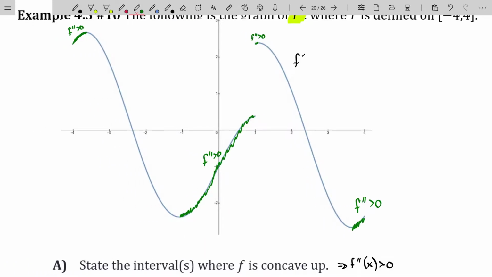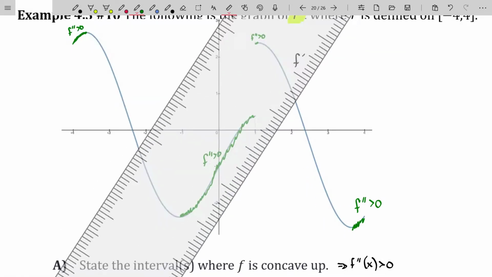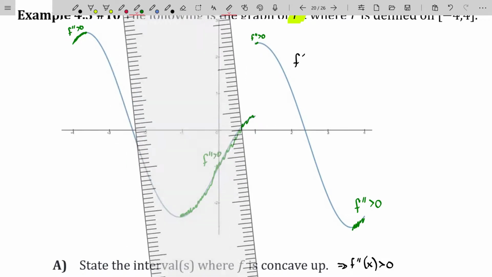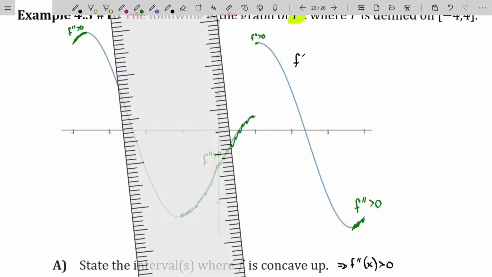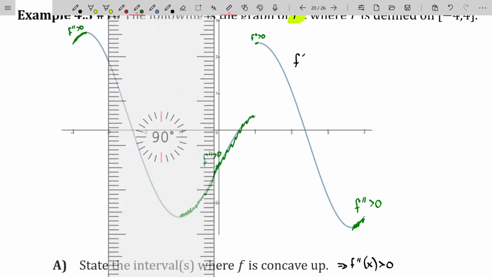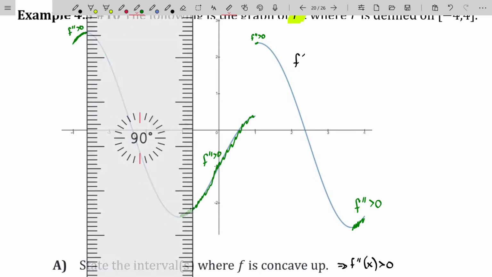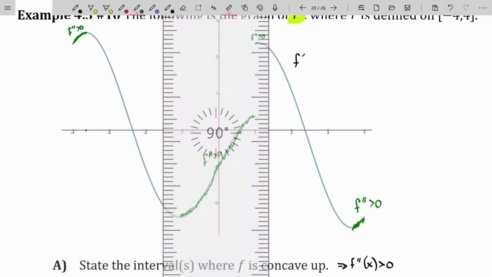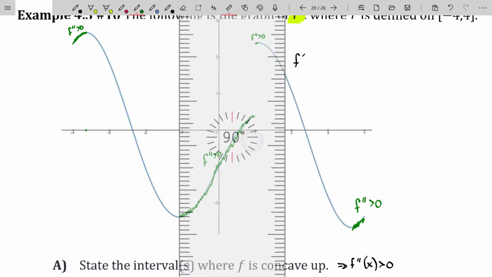So let's go ahead. I'm going to use a ruler just to get a vertical view of this. I don't know where my, there it is, my degree sign. So let's see. I see that, try to get as accurate as possible.